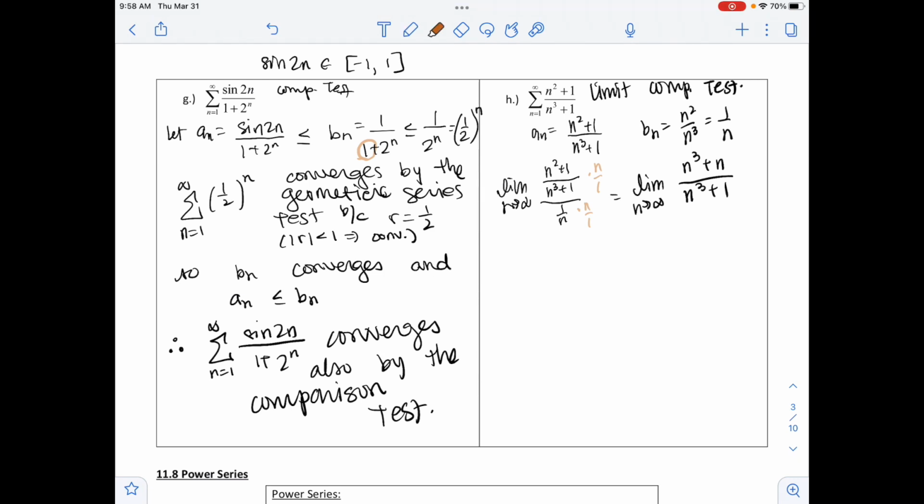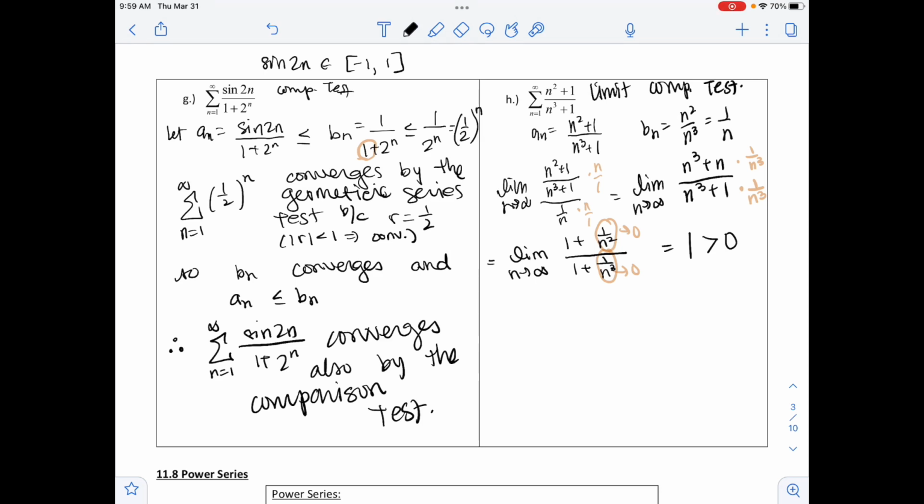So again, we're going to multiply by 1 over the degree in the denominator, so 1 over n to the third, to everything in the numerator and everything in the denominator. And so we have the limit as n approaches infinity of 1 plus 1 over n squared over 1 plus 1 over n cubed. As n approaches infinity, 1 over n squared and 1 over n cubed both go to 0. And so this simplifies to just 1, which is greater than 0.